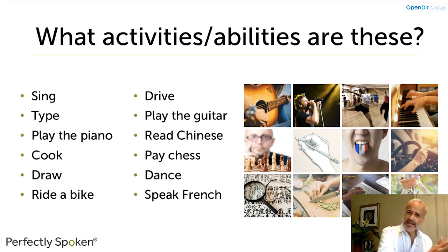Now, this time, let's look at some different activities and abilities, not sports this time. So these are some of them, very popular activities. So again, this time, can you look at the pictures and then on the left, look at the verbs. Which is which? So pause, think, and now I will give you the answers.